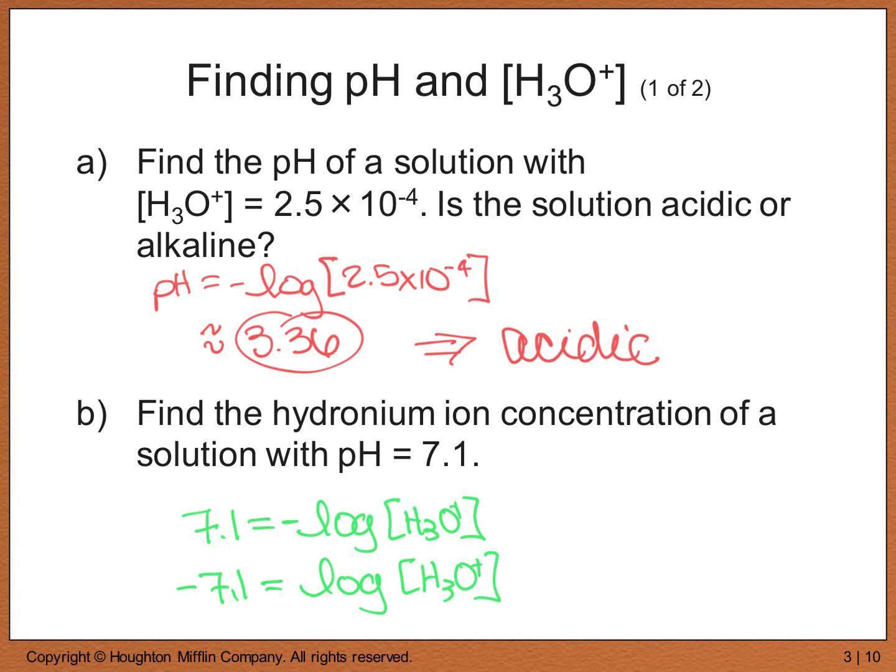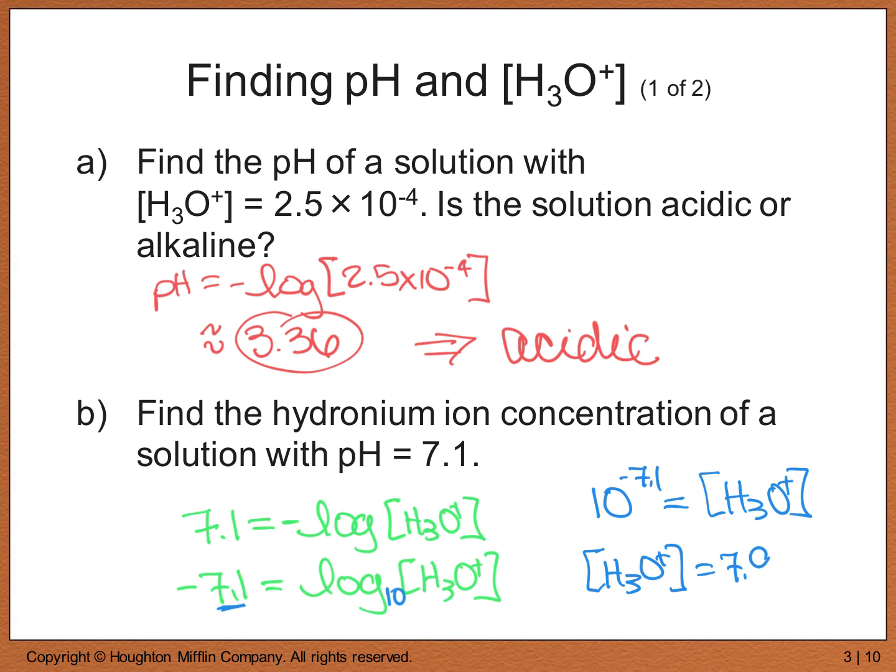And I'm going to use my properties of logs, because I remember that a log is really base 10. So I can take the base of that log and raise it to this negative 7.1. If I raise that to the negative 7.1, then that should give me my hydronium ion concentration. So when I do that, my hydronium ion concentration is going to be somewhere around 7.9 times 10 to the negative 8, is what I got when I typed that in.